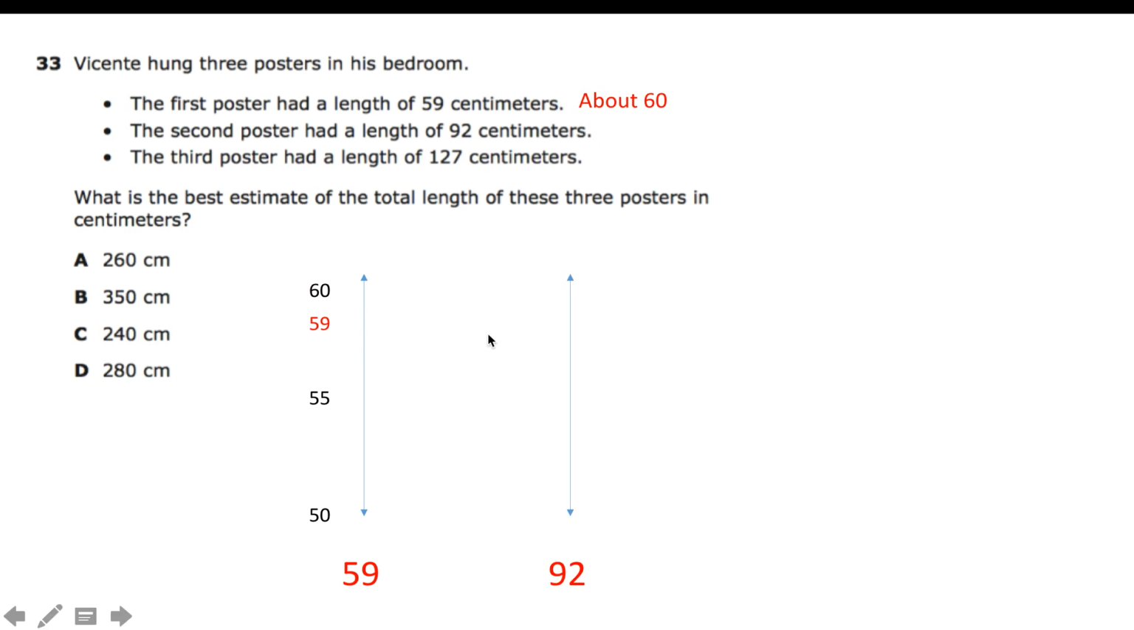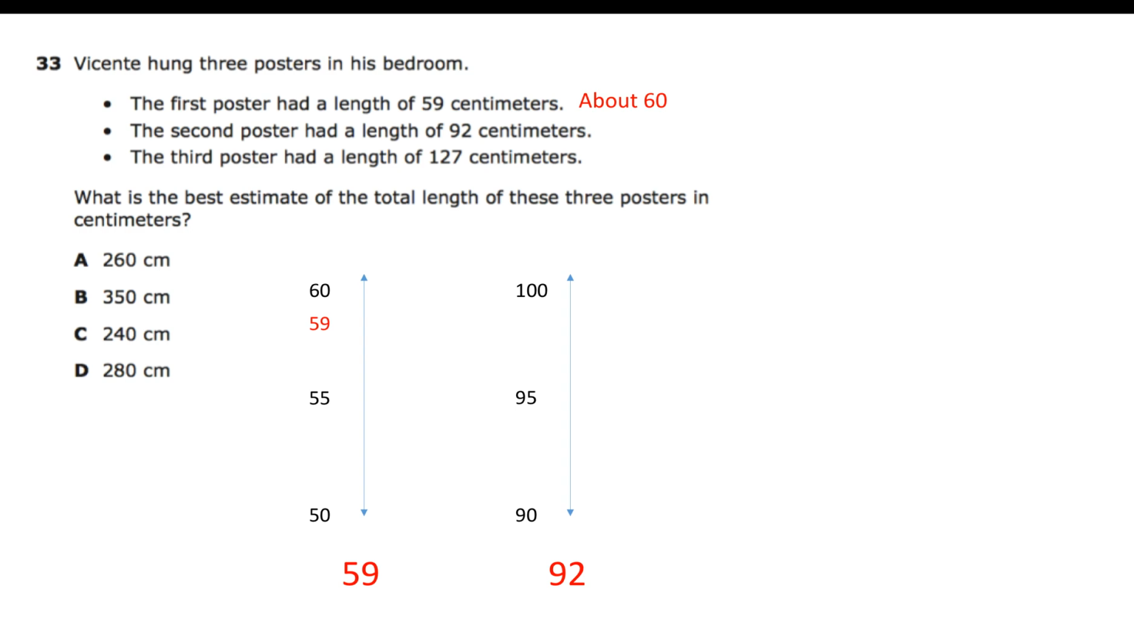The second one is 92. We know that there are 9 tens in 90, so 90 will be our number at the bottom, and if we add one more 10, we get 100. So we have 90 as our bottom number on our vertical number line, and 100 as our top number. Now we have to mark the halfway point. So what is halfway between 90 and 100? 95. So now we have 90, 95, and 100.